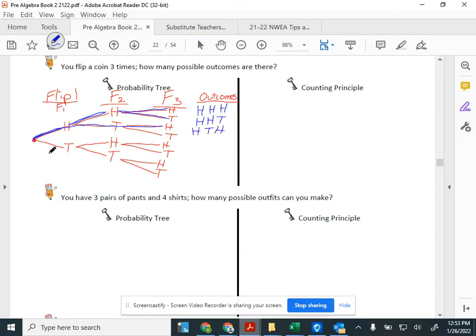What would my next possible outcome be? Caitlin? Heads, tails, tails. Well, now we're going to do it if I flip a tail that first time. Paul? Tails, tails, tails. Okay, we could do tails, tails, tails. Tails, tails, heads. Tails, heads, tails. And tails, heads, heads.